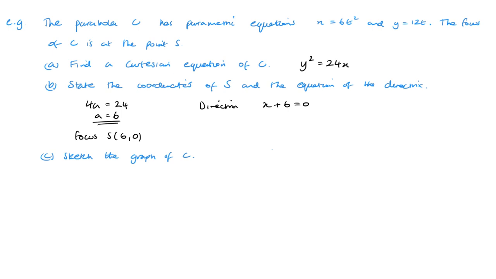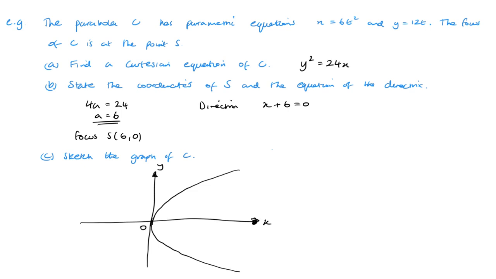Now, part C is sketch the graph of C. So, obviously use a ruler for your axes, although it is just a sketch. Make sure it hits that 0, 0. So S here is 6, 0. And then this line is x plus 6 equals 0, and this is obviously C. Okay, so that's all there is to that.